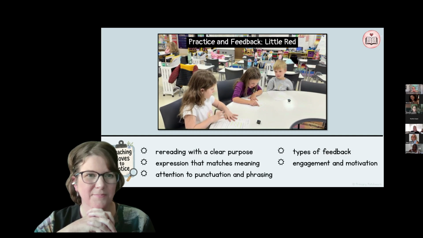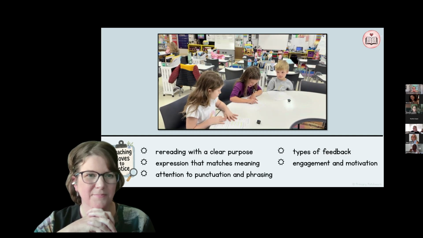Grandfather, what big eyes you have! What big ears you have! And what sharp teeth you have!